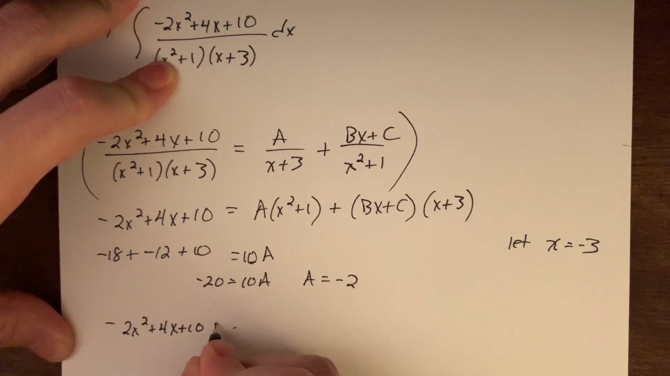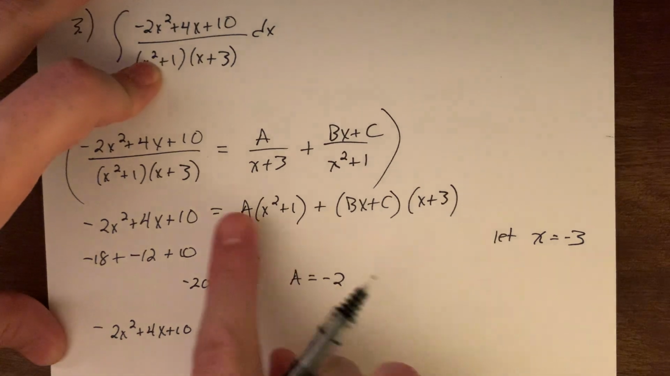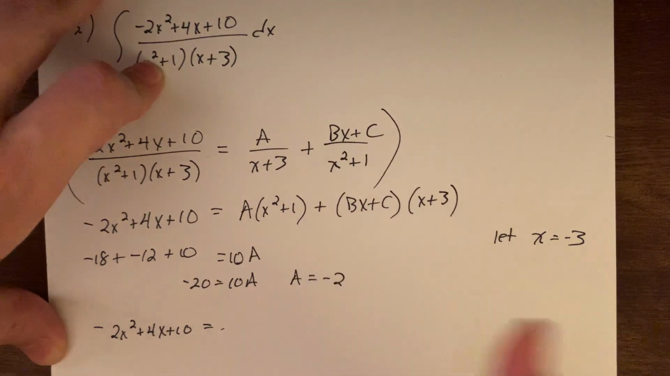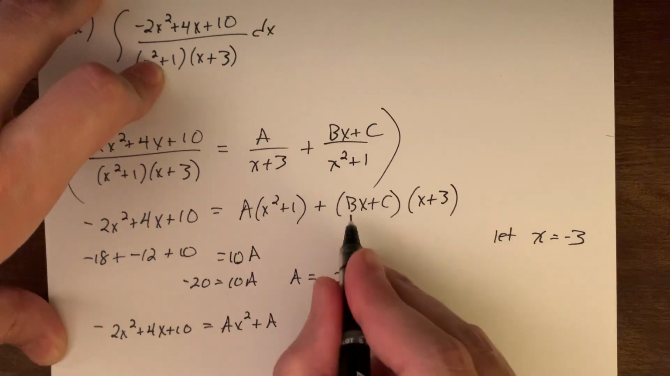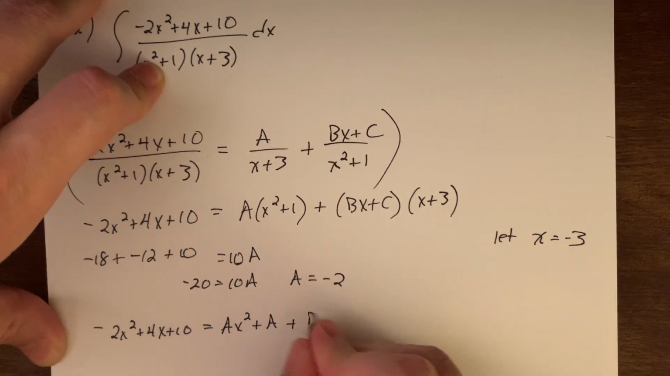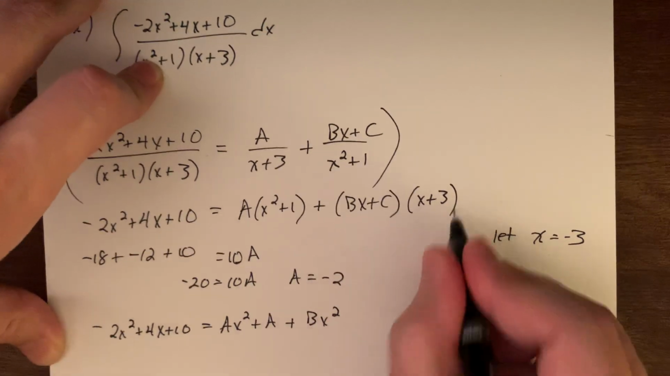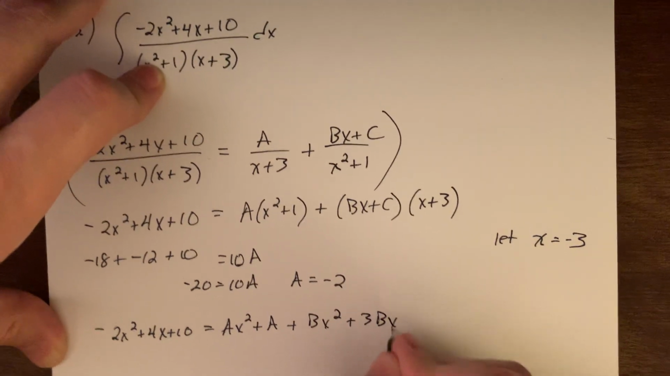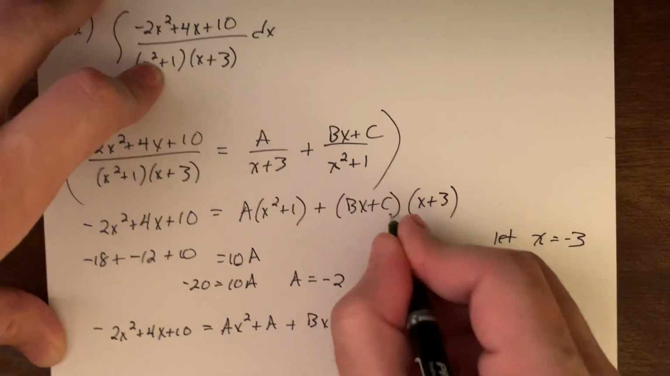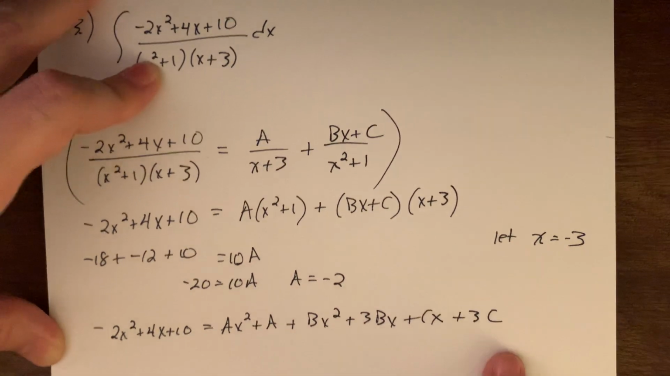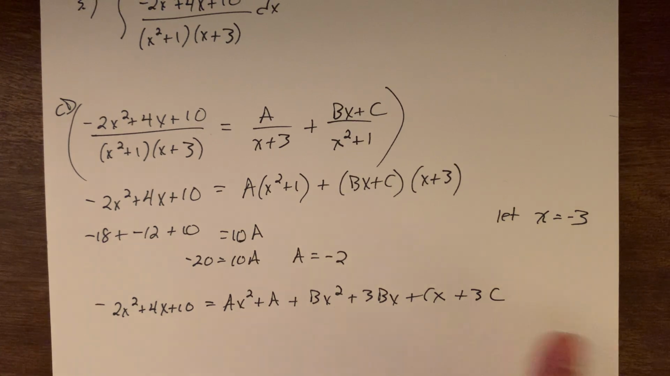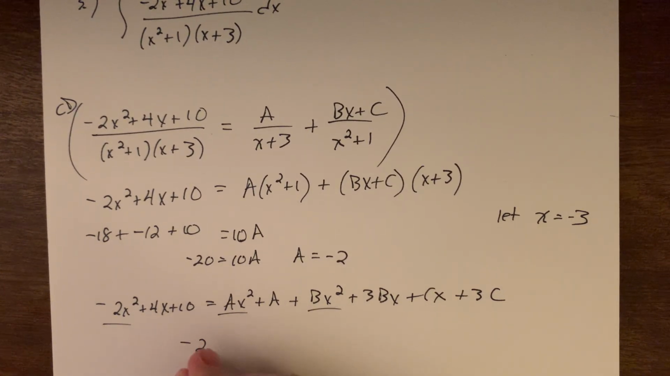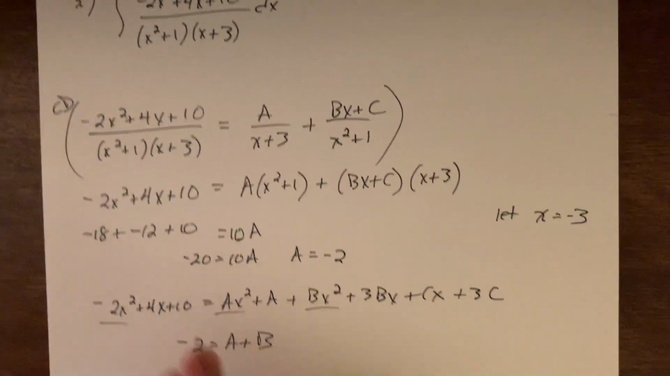We'll just connect the dots a little bit depending on how you started, but it's going to rely on us distributing all of this. So ax squared plus a. Over here, bx times x, I get bx squared. Bx times 3, I get 3bx. I get a cx, and I get a 3c. My system of equations. The x squared terms give me an equation. So -2 equals a plus b.